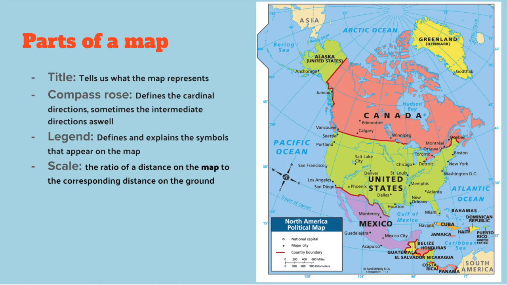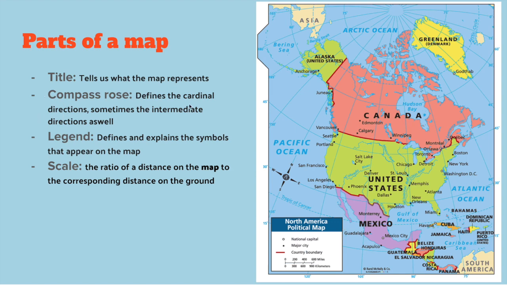Let's look at a map more closely. Let's look at the parts of a map. A map has four main parts. First we have the title. It tells us what the map is. In the example on the right, in the bottom left corner, you can see the title, North America Political Map. What's a political map, you may ask? We're going to get into it later. But this is a map of North America, and it is a political map, which we will get to understand later, if you don't already know what a political map is.